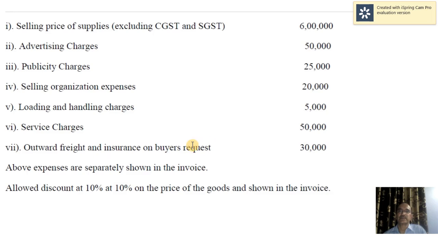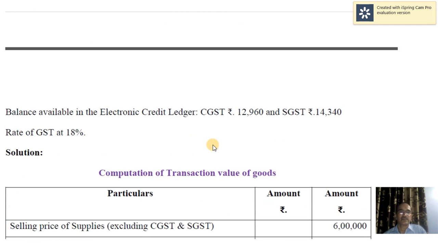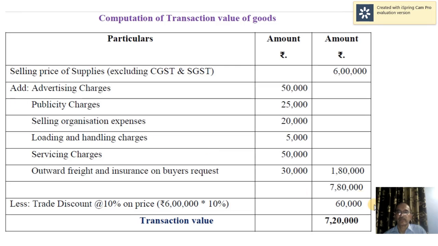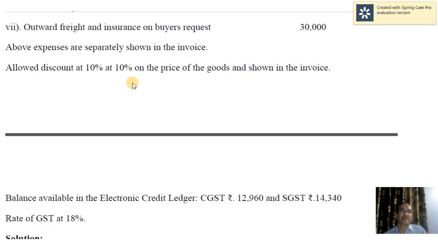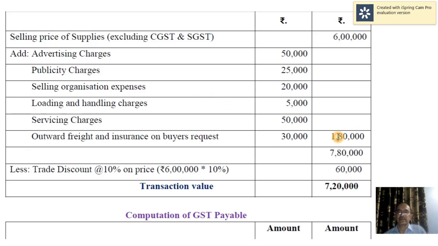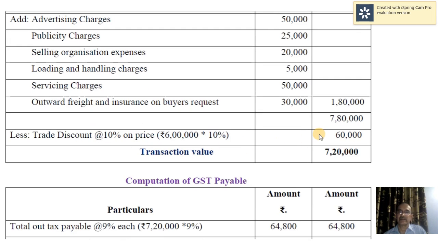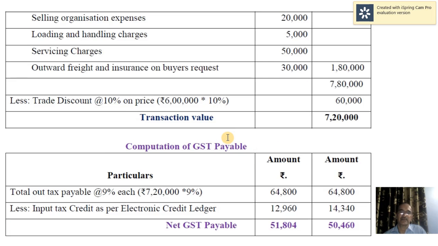Therefore, 10% of 6 lakh, that comes to 60,000. Before that, the total of the 6 lakh plus all these directly related expenses, which are separately shown. See, very clearly it is given: above expenses are separately shown in the invoice. Therefore, they are to be added, and that comes to 1,80,000. Total is 7,80,000. So deduct trade discount at the rate of 10%. What you get after that is 7,20,000. That is the transaction value.